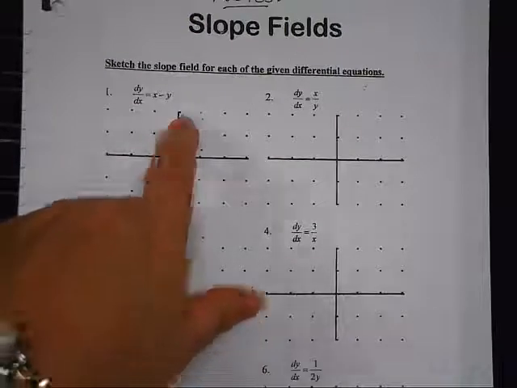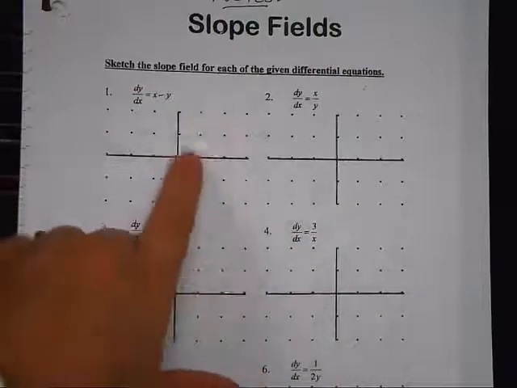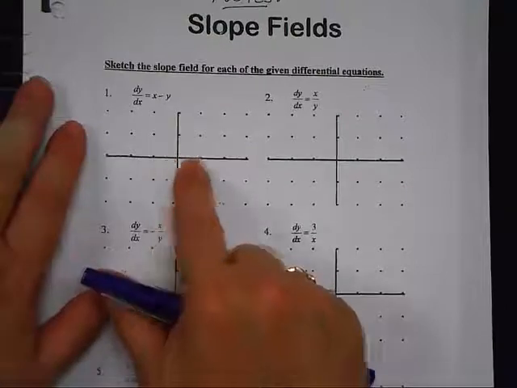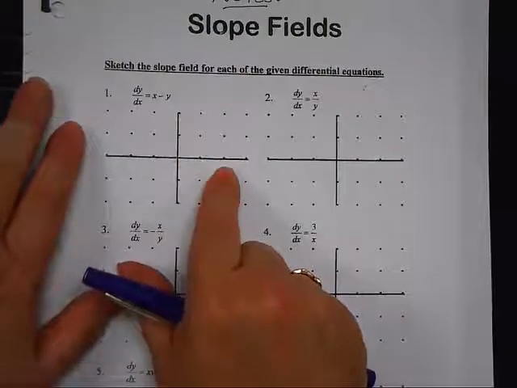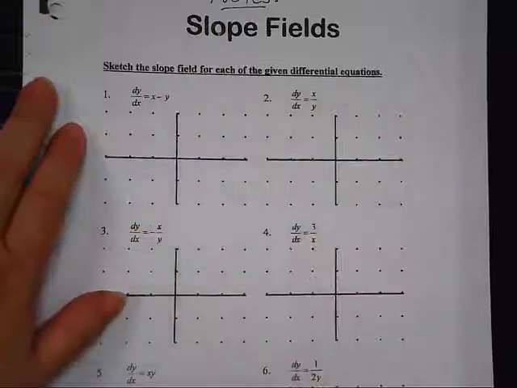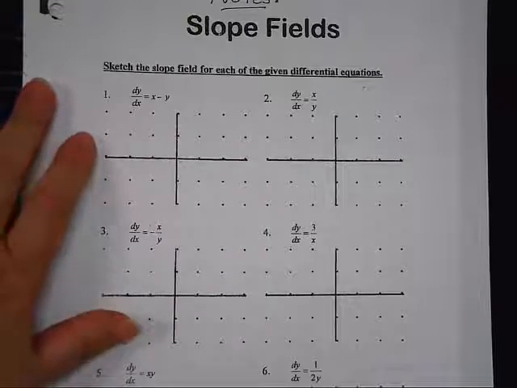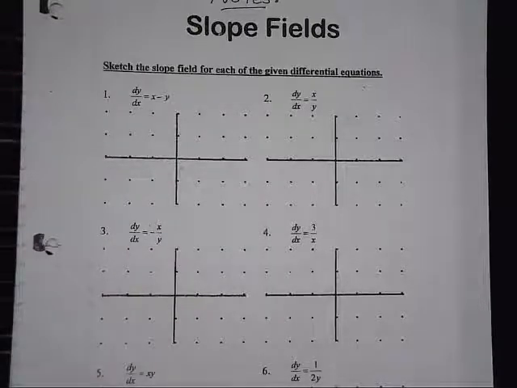What makes these different is that you are going to put a graph on every single dot that's on this part. And each of these dots represents one unit. So it says to sketch the slope field for each of the differential equations. We're taking all the stuff we've been working with for the last week and we're graphing it. So let's take the first one.